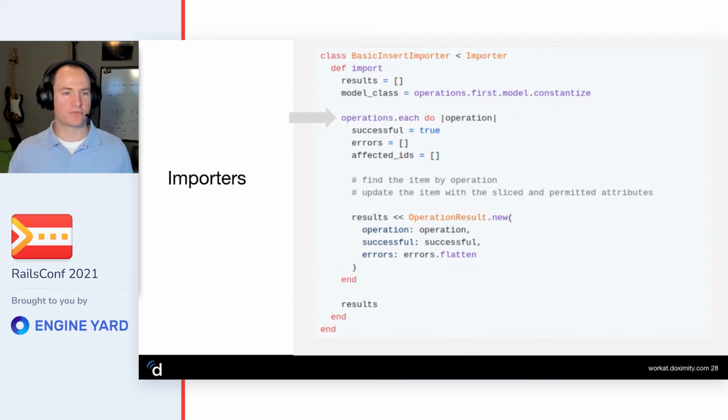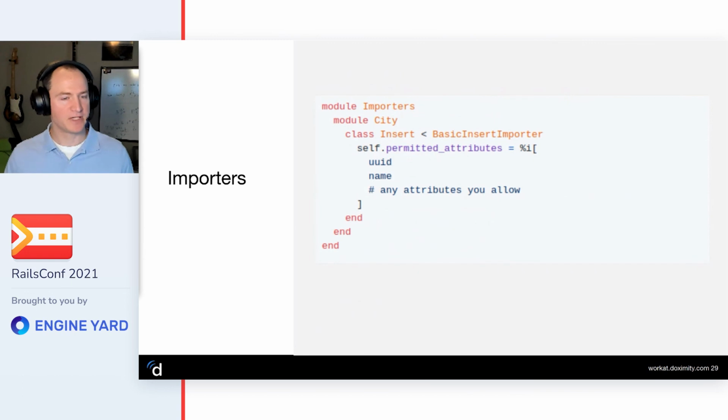Then after that, we loop through all of the operations. And then for each operation, you'll define your business logic here. This could be different. For the most part, it's just going to be a lookup by ID. But you find all the operations, and then you slice the permitted attributes and update the object. And at the end, you add the results to that array, return at the end.